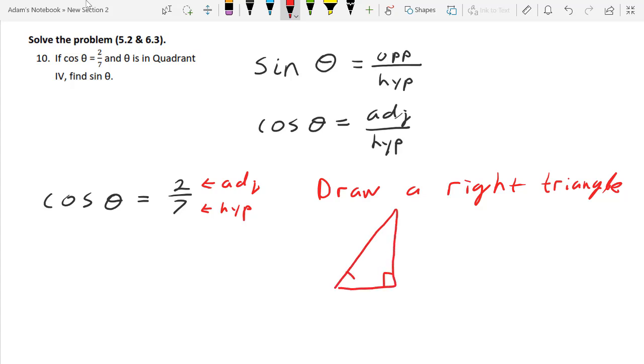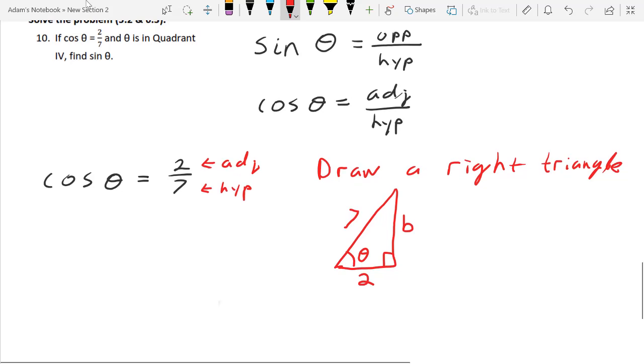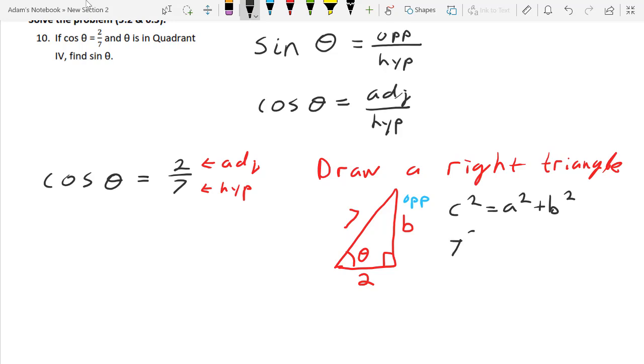We're going to label this angle theta, and then right next to theta is the side adjacent, which will be 2, and the longer side is the hypotenuse at 7. We're going to determine the other side, the opposite side. We're going to use the Pythagorean theorem, c squared equals a squared plus b squared, to determine the side opposite. So that gives us 7 squared equals 2 squared plus b squared. 49 equals 4 plus b squared.